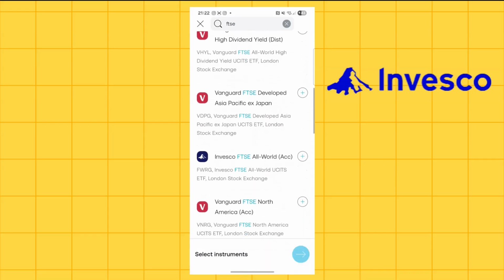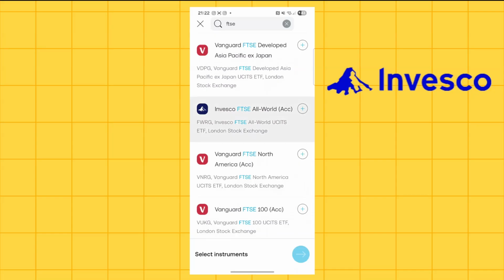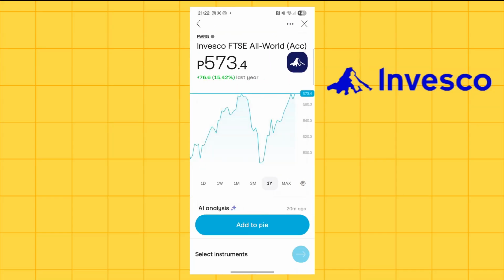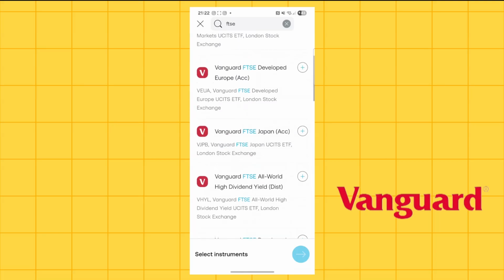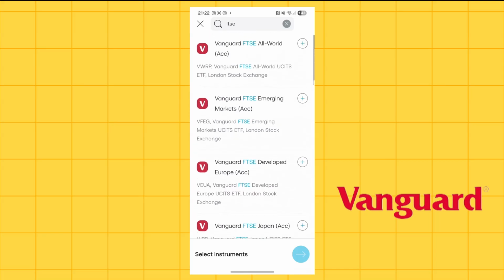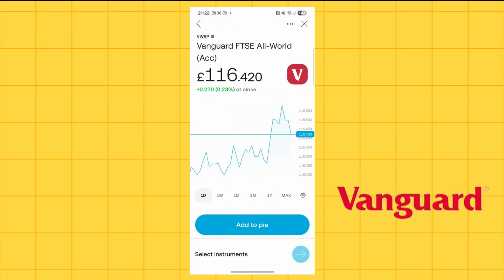The option I tend to use on some of my portfolios is the Invesco All-World. Invesco is the company that owns this ETF, and Invesco is slightly cheaper. However, the reason we're not going to use Invesco for this one, and we're going to use Vanguard instead, is because Vanguard gives a few more details which will be better for you as a viewer to watch. The ticker symbol for this ETF is VWRP, which is the Vanguard FTSE All-World ACC.